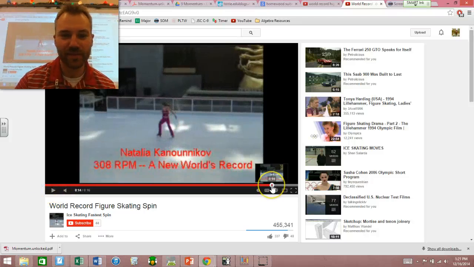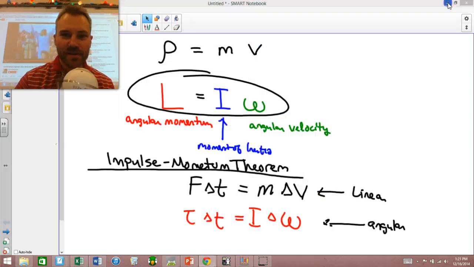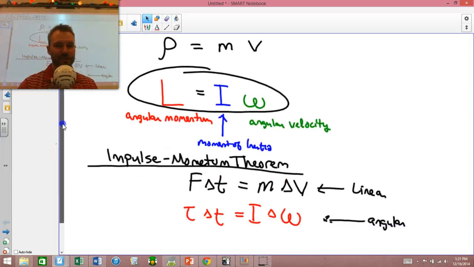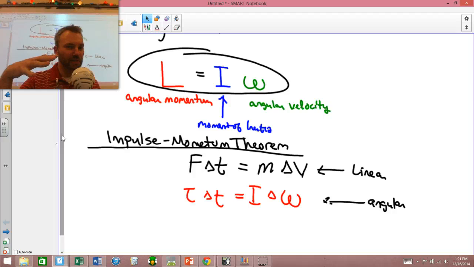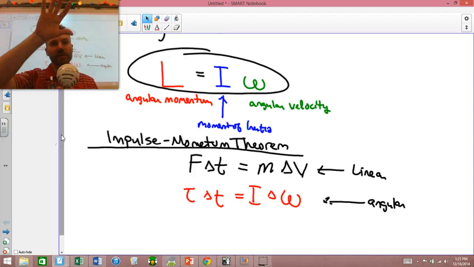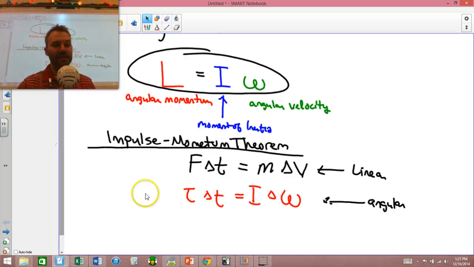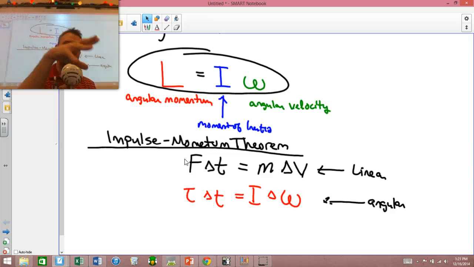Woo! That's quite fast. So this is the second part of 9.1, angular momentum, meaning that just like we've got linear momentum, your mass times your velocity, angular momentum is your moment of inertia times your angular velocity. And if you exert a force on someone for a certain amount of time, you'll change their momentum. If you exert a torque on someone for a certain amount of time, you'll change their angular momentum.